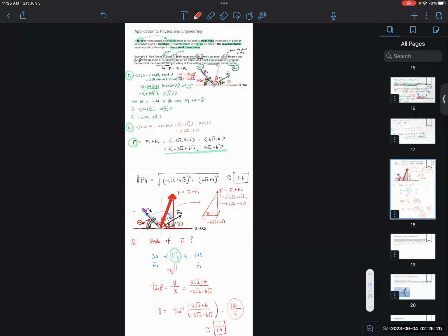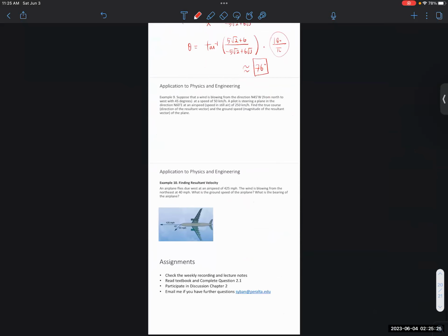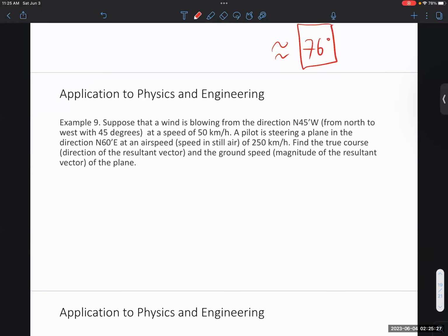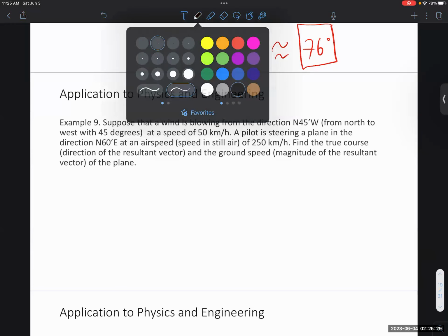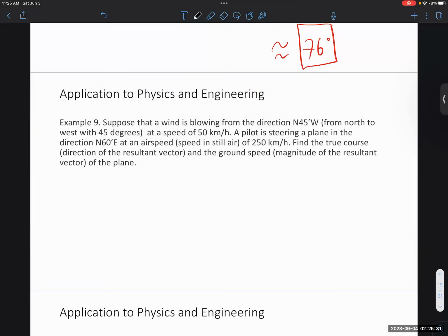Okay, same thing you could try. I have two more application problems you can practice, but let me set up the equation for your better understanding. In this question, suppose the wind is blowing from the direction N 45 degrees W, which implies that from north to west you create 45 degrees. That's what they mean, and the speed is 50. So we have vector 1 right there.